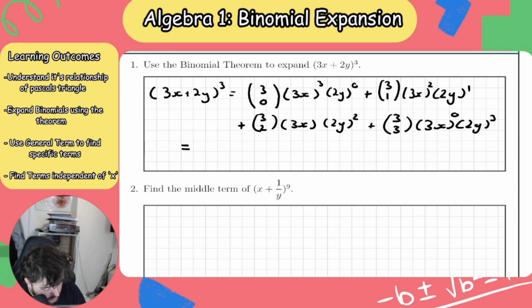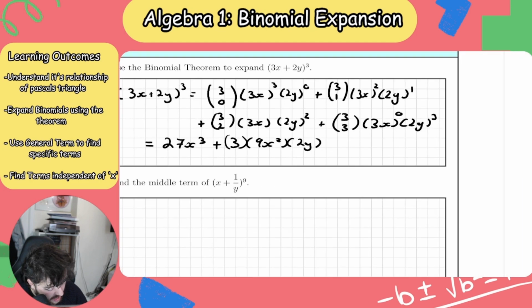So that is going to be equal to: 3 choose 0 is 1, times 3x cubed, so it'll be 1 times 27x cubed times 1, because 2y to the power of 0 goes to 1. So my first term is going to be 27x cubed. My second term is going to be 3 choose 1, which is 3. So I have 3 times 9x squared times 2y.